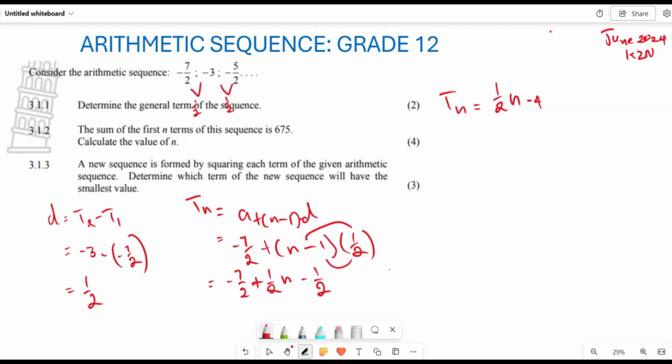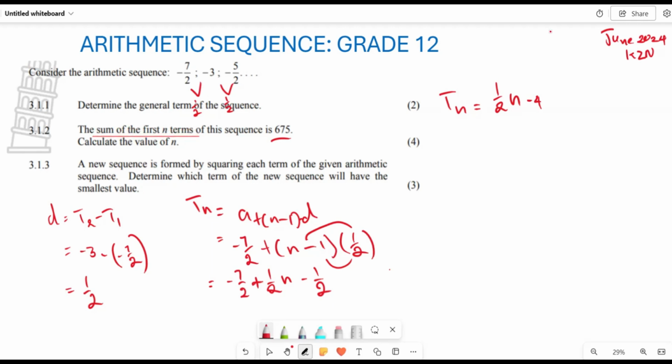Now let's look at 3.1.2. What are you given here? They are saying the sum of the first n terms of this sequence is given by 675. Now they want us to find the value of n, right? Now I want you to take a look at this. They said the sum of the first n terms, isn't it, right?